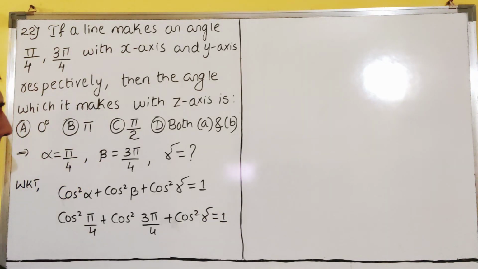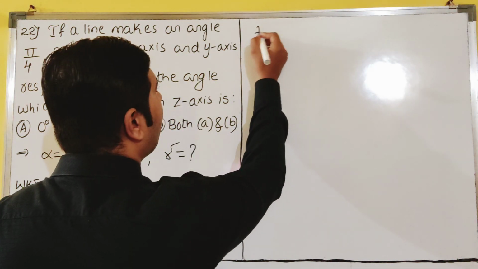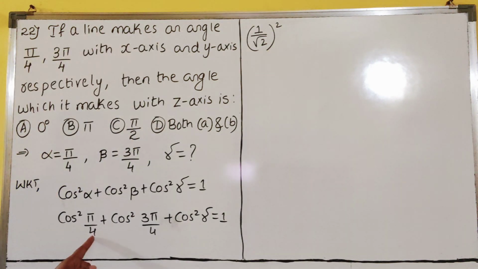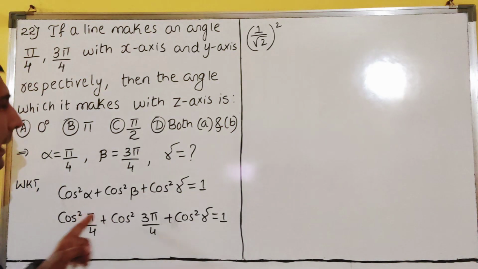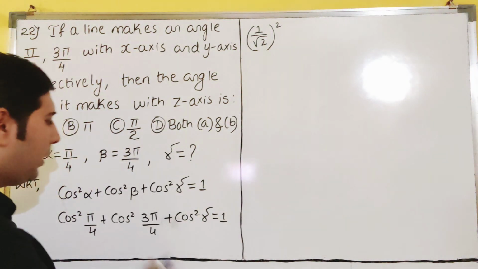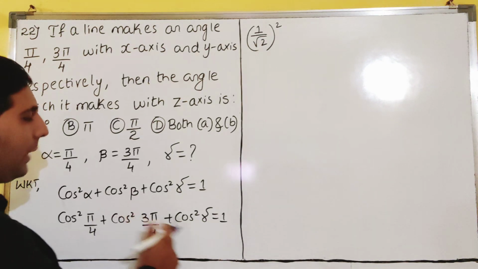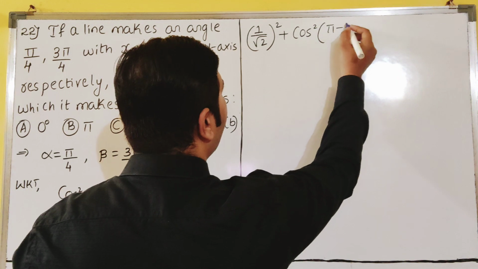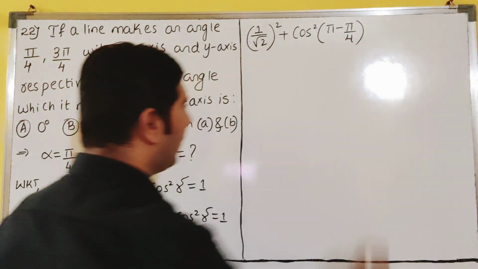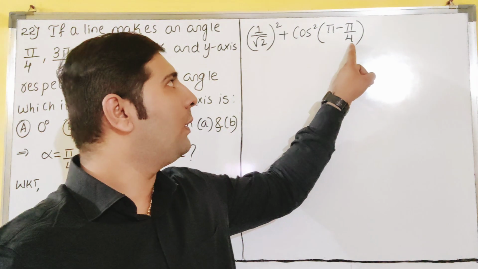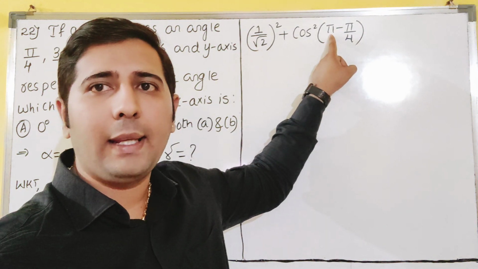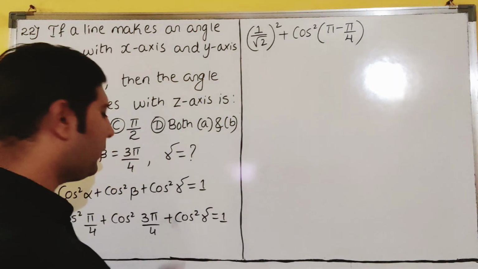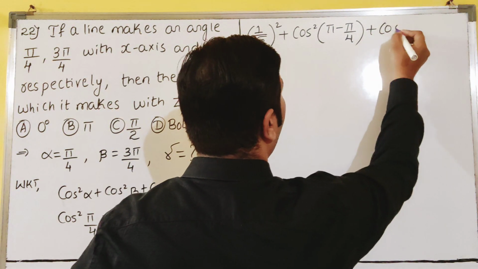So cos 45 degree is 1 by root 2, whole square. I will write it, dear students. Cos 45 degree is (1 by root 2) square. Now cos 3 pi by 4 I can write as cos of pi minus pi by 4. Will you agree? How is it pi minus pi by 4? 4 into pi is 4 pi, 4 pi minus pi is 3 pi by 4. Understood? So next is cos square gamma. We have to find this gamma only.